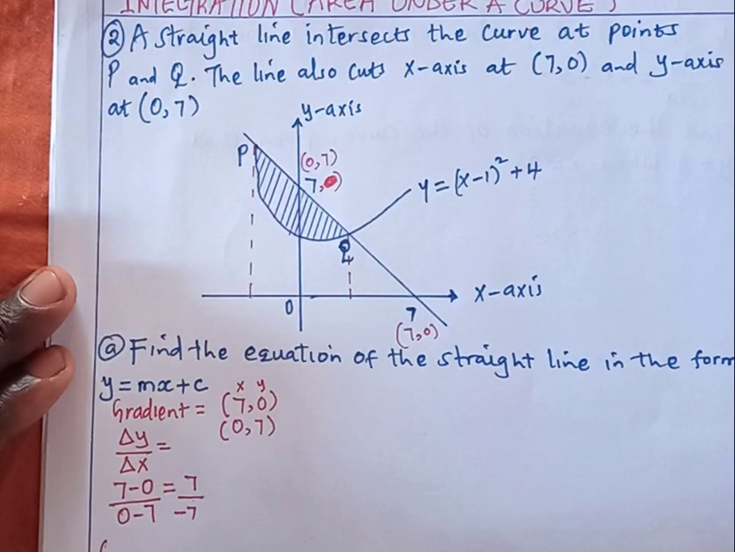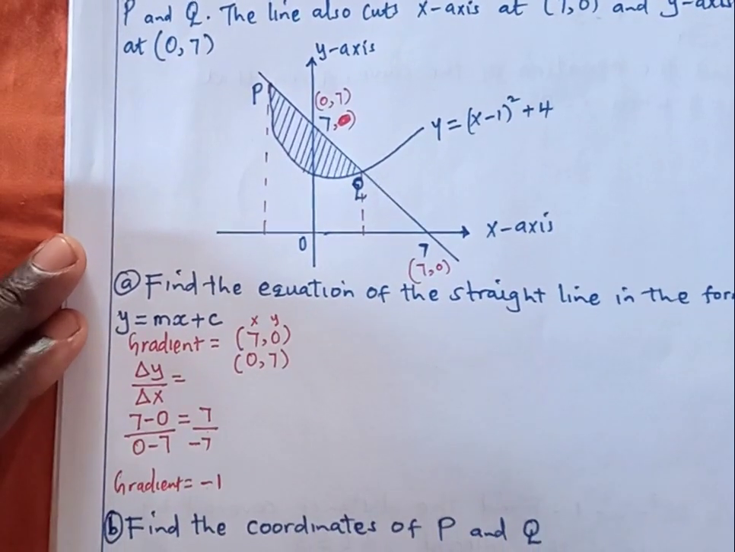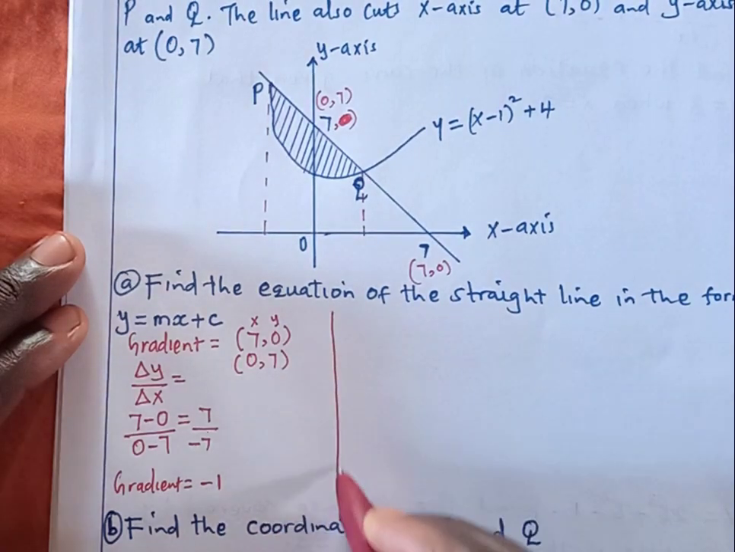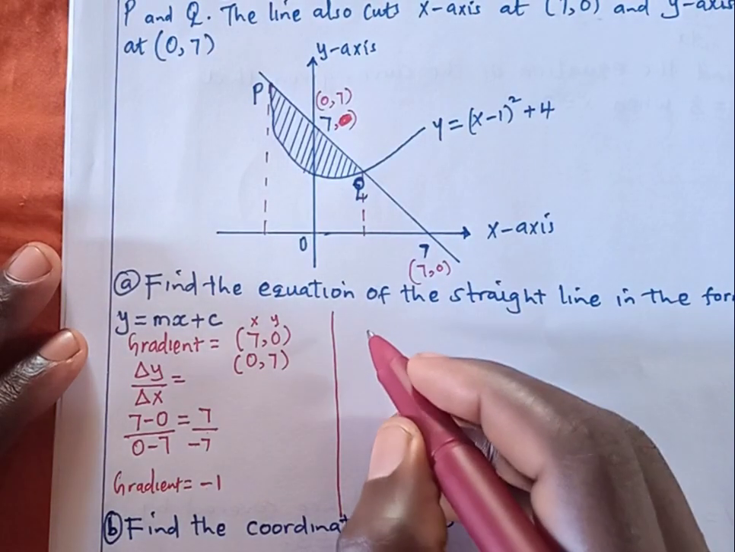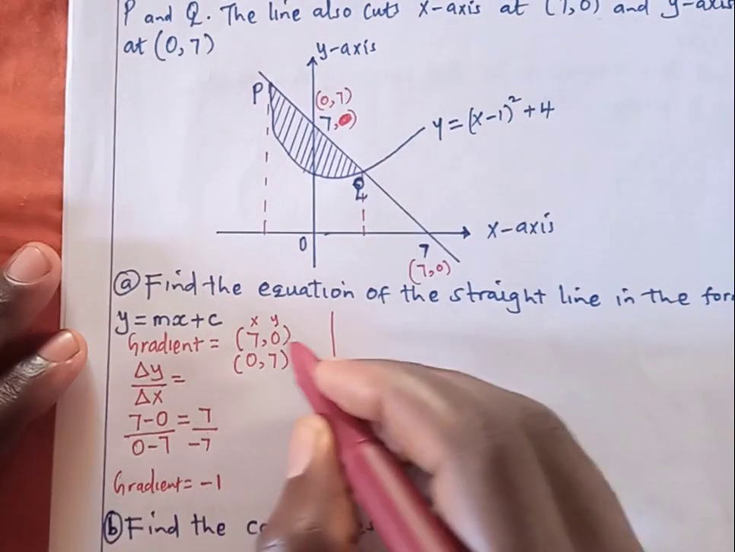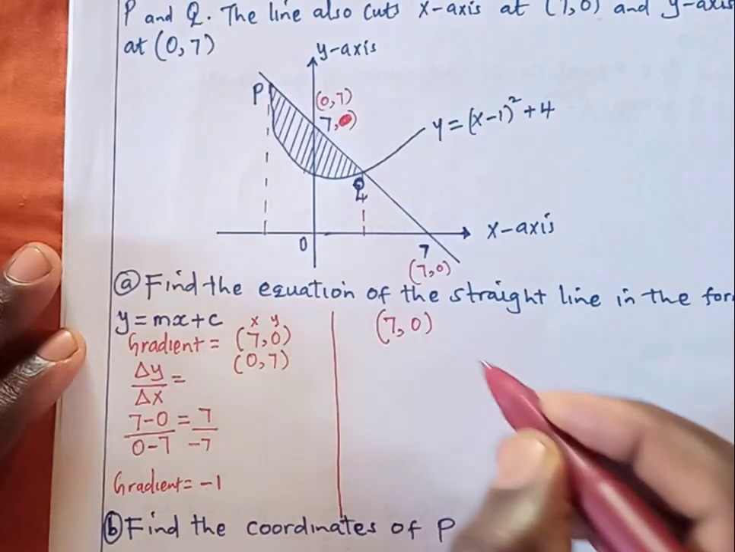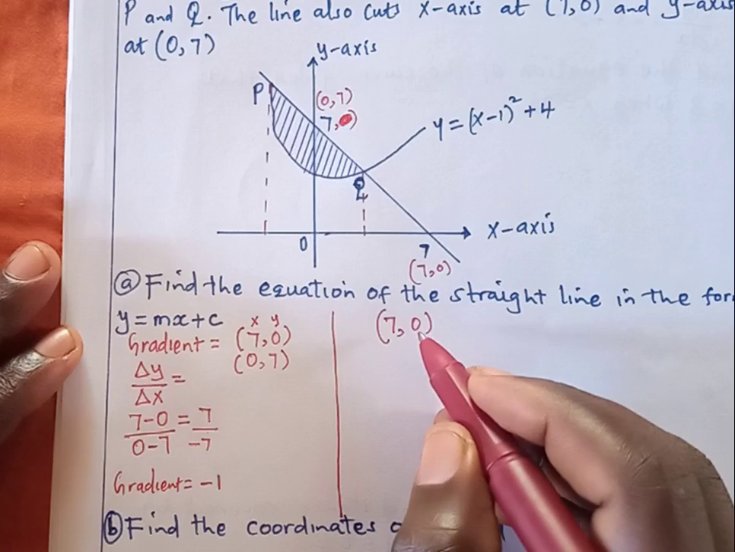So our gradient is -1. We have the gradient. We can proceed and work out the equation of a straight line. For us to do that, we need to pick one of the points. I prefer the first one, the point (7,0), plus the gradient, which is -1. We are going to get the equation.